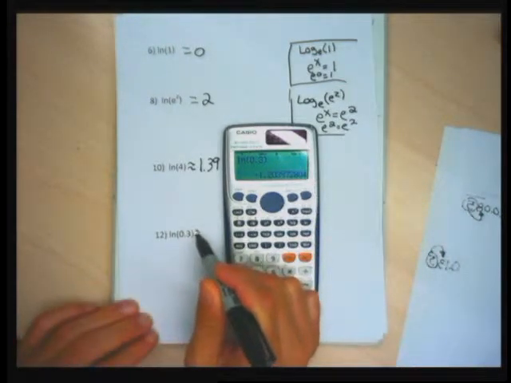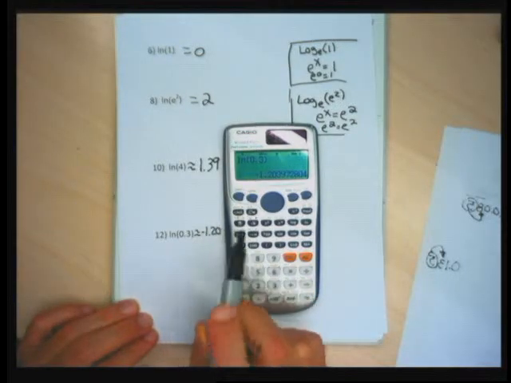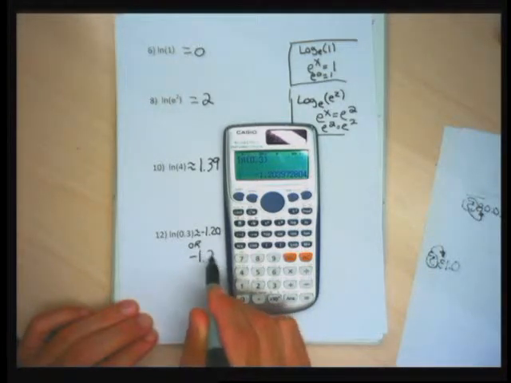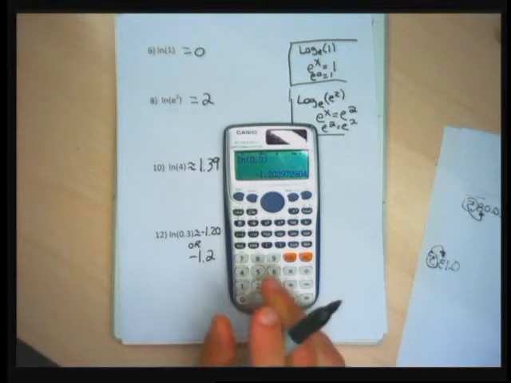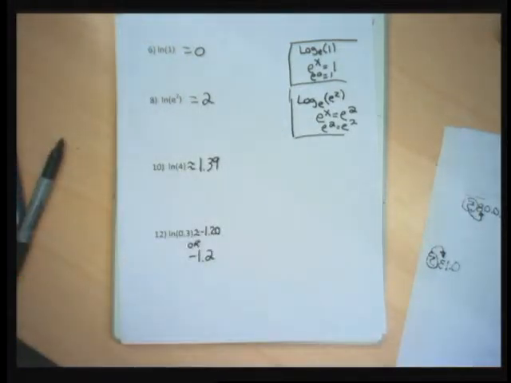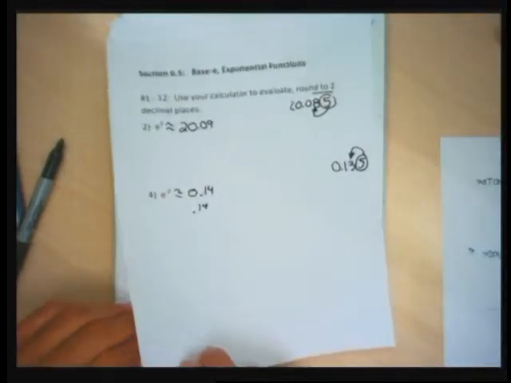So for an answer, I could write negative 1.20, because that's technically rounding to 2 decimal places. But I don't really have to write the second decimal when it's a 0. So negative 1.2 would be an equivalently fine answer. So far, the first 12 problems are just completely calculator problems.